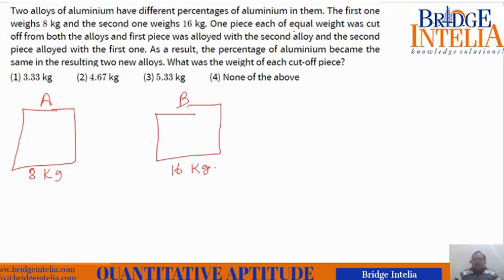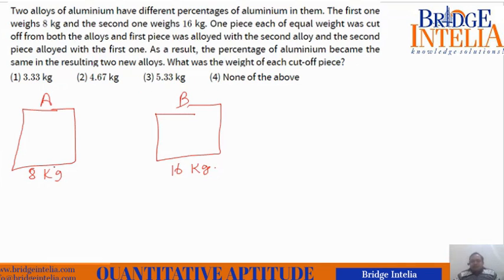One piece each of equal weight was cut off from both the alloys, and the first piece was alloyed with the second alloy and the second piece alloyed with the first one. As a result, the percentage of aluminium became the same in the resulting two new alloys. What was the weight of each cut off piece?